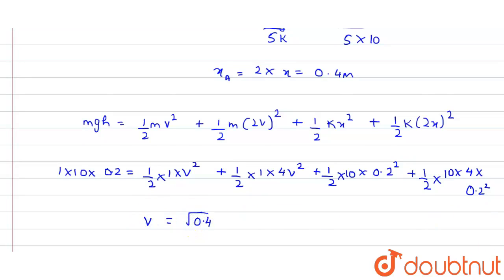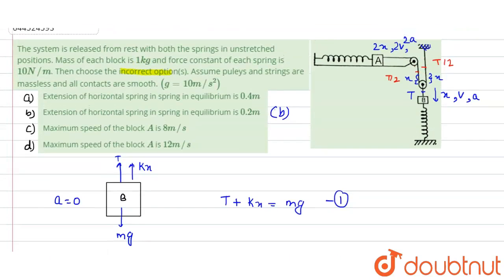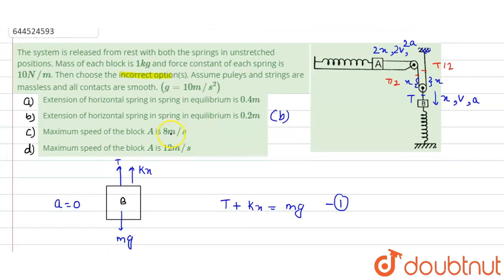but this is the value of the velocity of b. So velocity of a would be twice of this value, 2v, so it would be equal to 2 times square root of 0.4. So this would turn out to be something like 1.28 meter per second. Now if we check the options, neither in this option it is approximately 1.28, nor in this option. That means this is also an incorrect option. So this would be marked as our option, and D would also be marked as our option. So the incorrect options are B, C, and D.